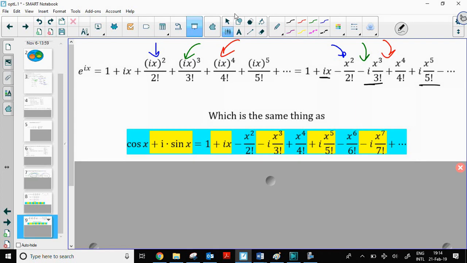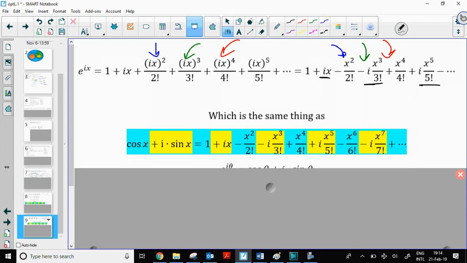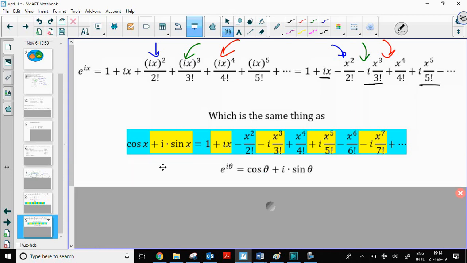And if you don't have goosebumps right now, that means you've either seen this before or you have no clue what's happening, because we just proved Euler's identity. e to the i theta is equal to cosine theta plus i sine theta. That's amazing, and that's where we're going to end this video.